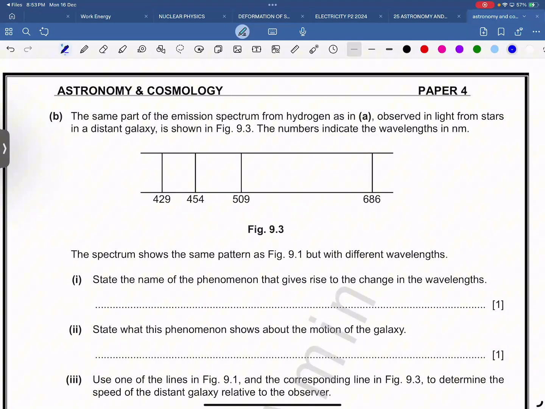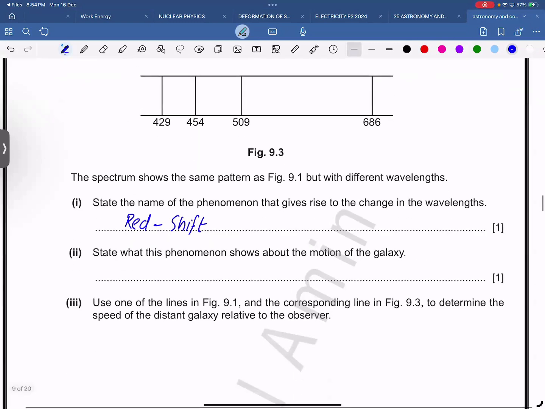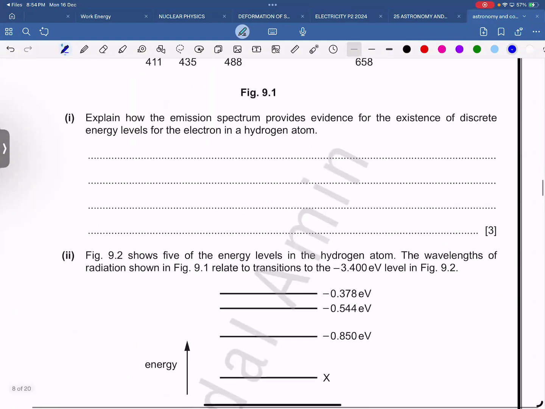Say the name of the phenomenon that gives rise to the change in wavelengths. It is increased wavelength, so it is a redshift, my dear. If it is decreased wavelength, you will say blue shift. But this is a redshift, my dear. State what this phenomenon shows about the motion of the galaxy. Of course, moving away from Earth. Did they use the word Earth or observer?